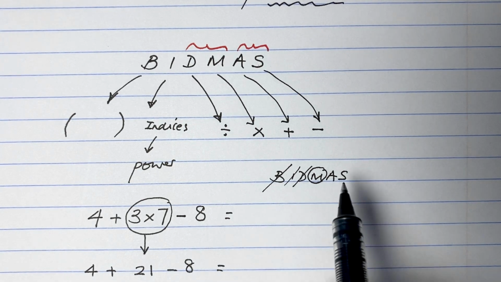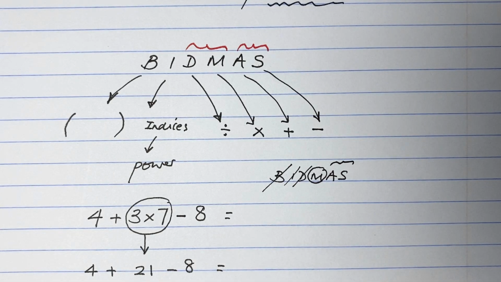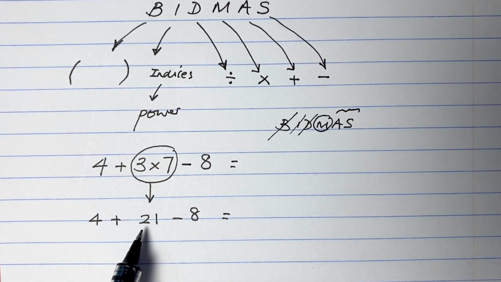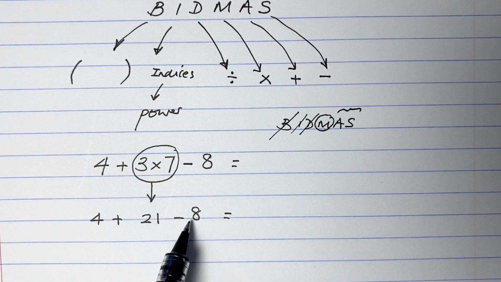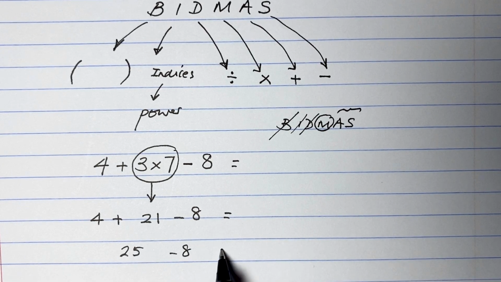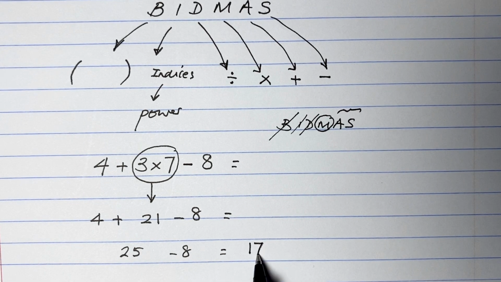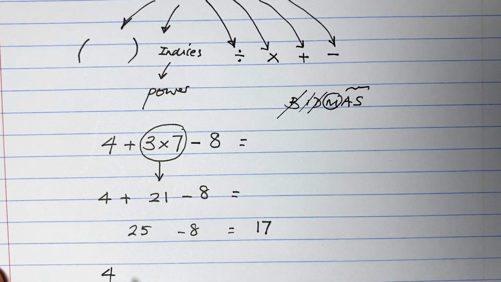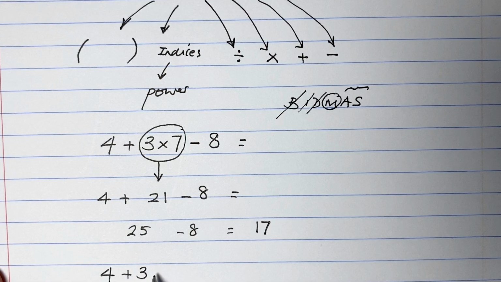Then addition and subtraction is in any order. We do the add and then take away. So 4 add 21 is 25. Take away 8. The answer is 17.